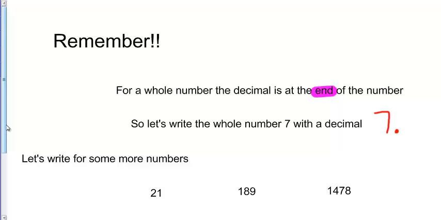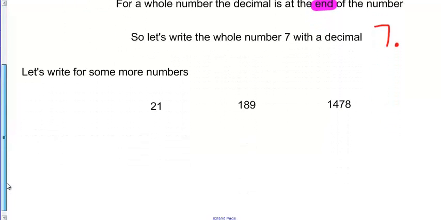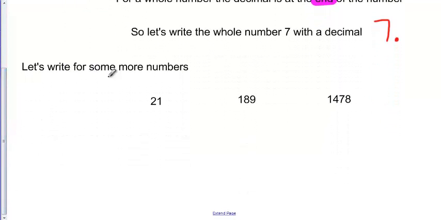Right, let's go ahead and work on some more examples. Let's write the decimals for some more whole numbers. So 21, the decimal is after the 1. That's how it gives me 21. For 189, decimal is right there. For 1478, the decimal is right there.